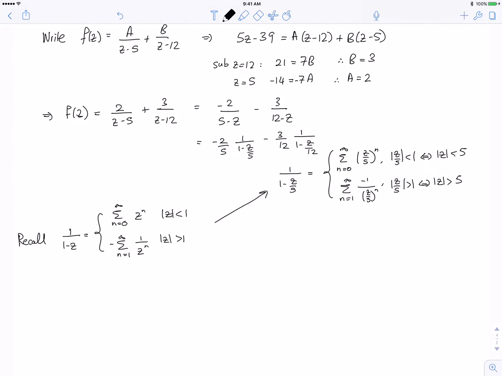Now if I take that same result and I replace z with z on 12, what do I get? I get 1 on 1 minus z on 12 equals the sum from n equals 0 to infinity of z on 12 to the power of n. Again, that's if z on 12 is less than 1, or in other words, modulus of z is less than 12. Or the bottom half, I get this.